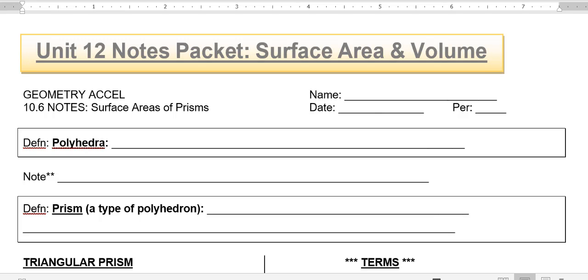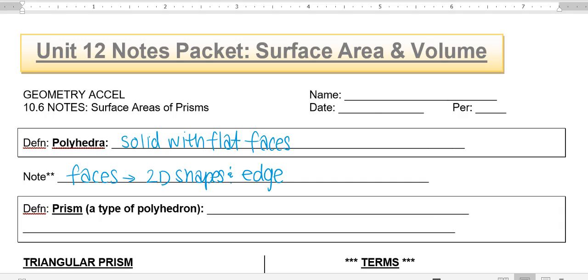So to first start, we have this thing called a polyhedra, and that is just a solid with flat faces. Something to note, our faces are just our 2D shapes. And the edges, those are segments that connect the faces. And we'll have a visual soon enough.